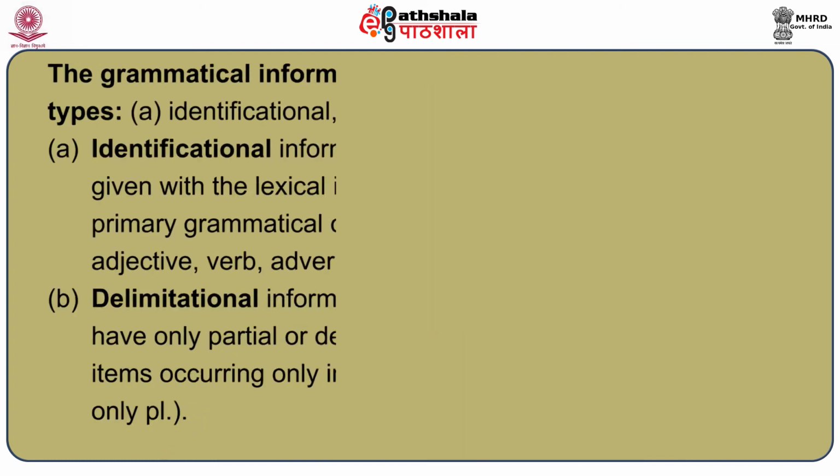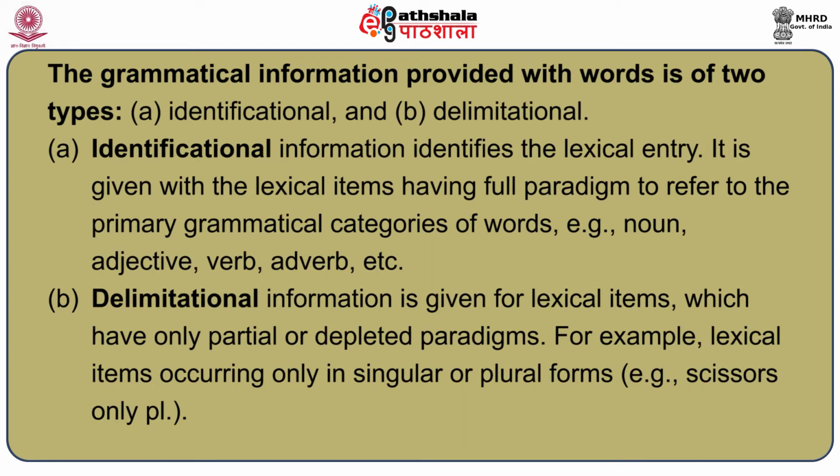There are different ways of providing grammatical information. The usual lexicographic practice is that all relevant grammatical information is provided either with each headword, in an appendix, or in the introduction. The grammatical information provided with words is of two types: identificational grammatical information and delimitational grammatical information.